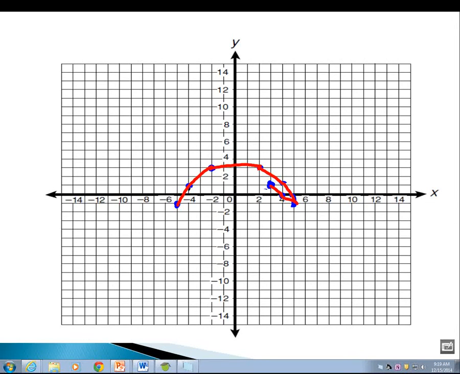Two, 0. 1, negative 1. 0, 0. Negative 1, 1. Negative 2, 0. Negative 3, negative 1. Negative 4, 0. Negative 5, negative 1.